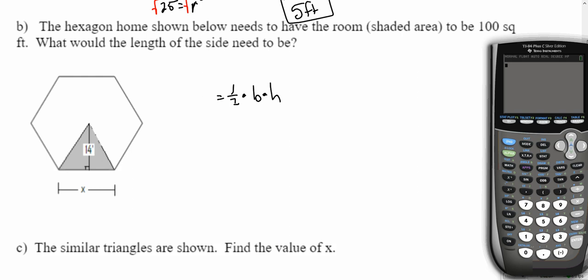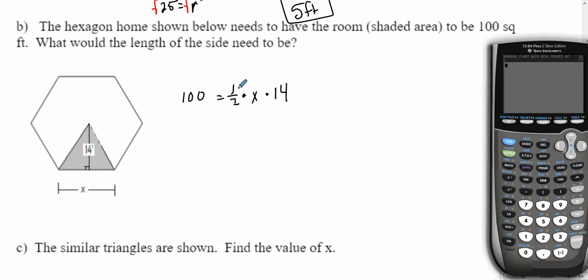Well, if I want the area to be 100, I'm going to put 100 right there, where the area is at. And I want my height to be 14. I know that can't change, so I'm going to put 14. And the base is what I'm trying to find as an x. If I wanted to, I could put an x there instead of the letter b. It doesn't really matter. Now I can solve this.